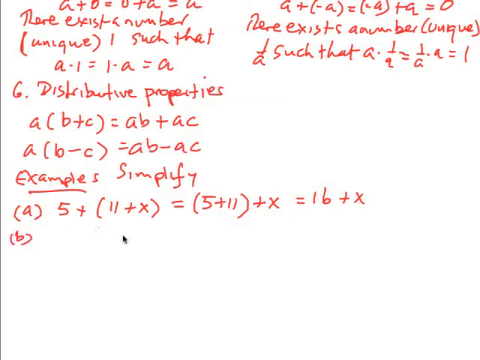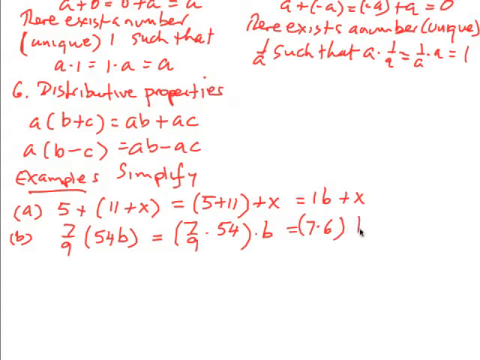Part B, let's suppose we have 7/9 of 54b. How would we go about doing this one? Well, of course, we could apply the distributive property because we've got three numbers, 7 on 9 and 54 on B. So let's do that first, by B. Of course, we know that 9 goes into 54 6 times, so this will be 7 by 6 by B, which will be 42b.